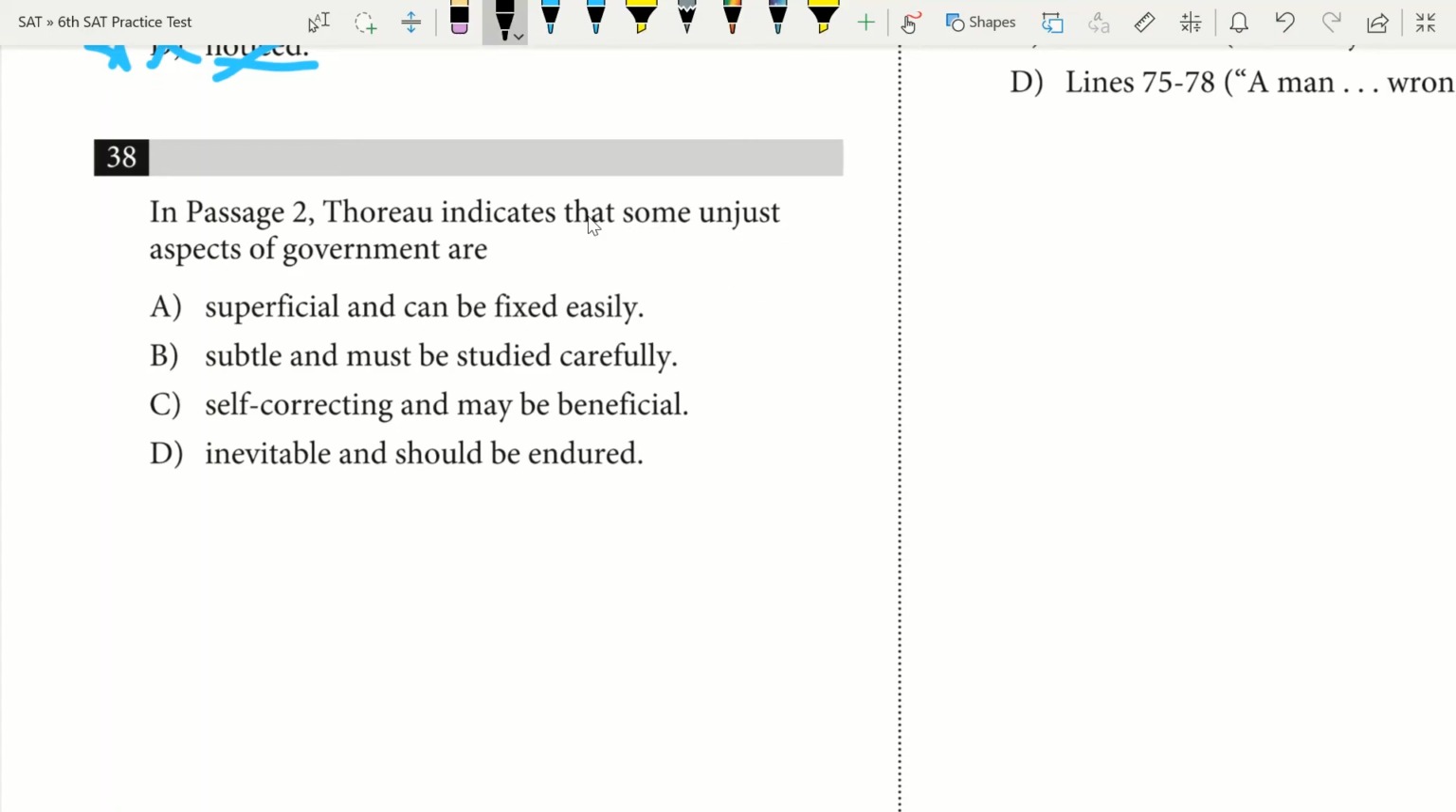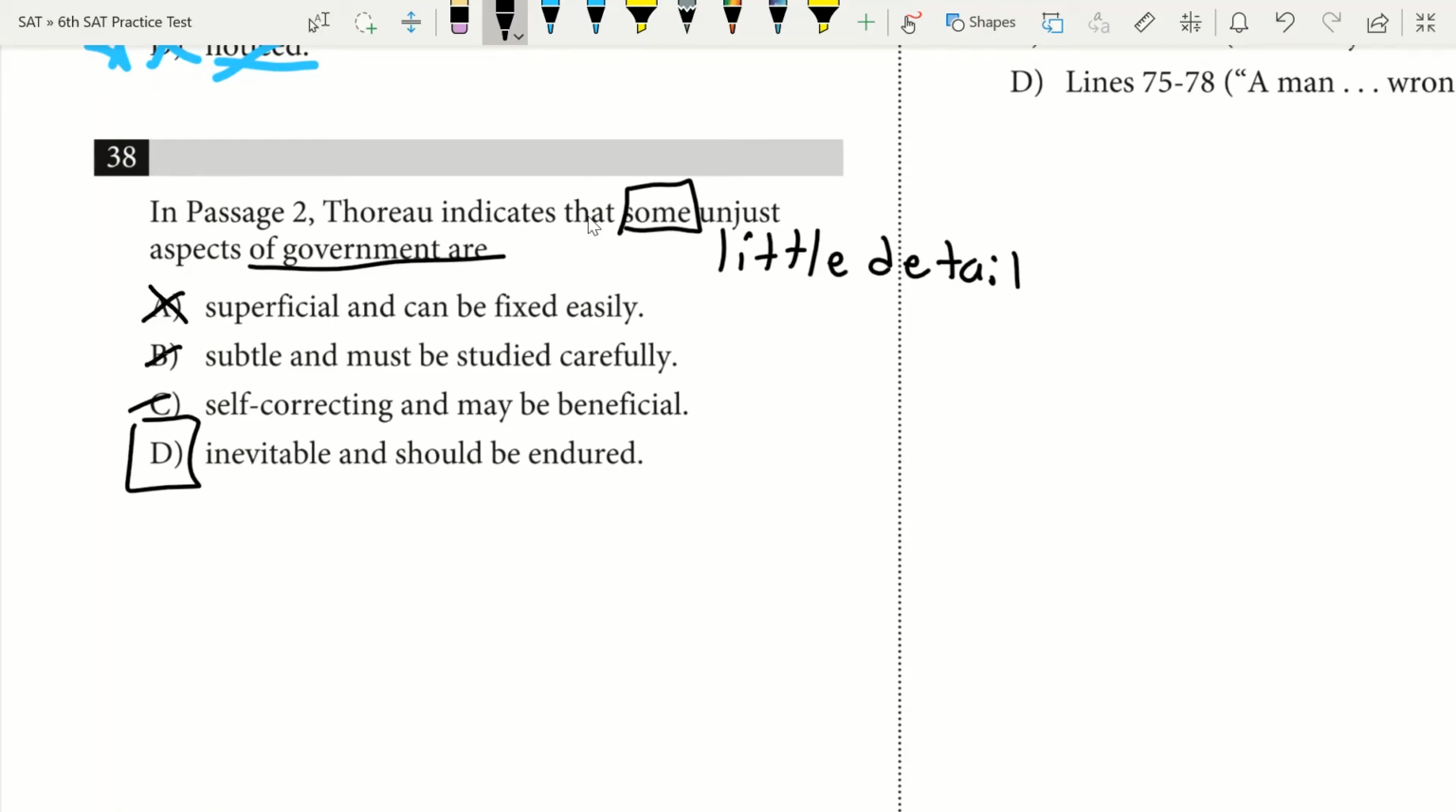This is really going to be a little detail question. I missed the word "some" when I read through that question. Now that I reread it, I see I have "some" here. This will be a little detail question. In passage 2, Thoreau indicates that some unjust aspects of government are what? Okay, that's going to be inevitable and should be endured, right? He talks about how, and I highlighted this as well, so we can go find that.